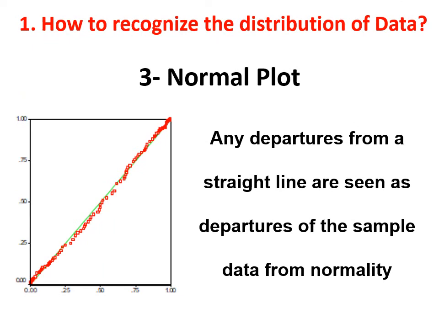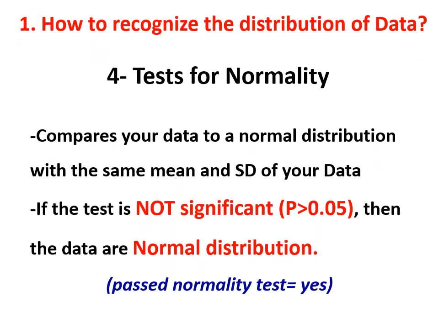The third method is by drawing a normal plot, a normality plot. Any departures from the straight line are seen as departures of the sample data from normality. Any deviation of the data away from the straight line means it does not follow normality. The fourth method is to use the test for normality by GraphPad Prism.